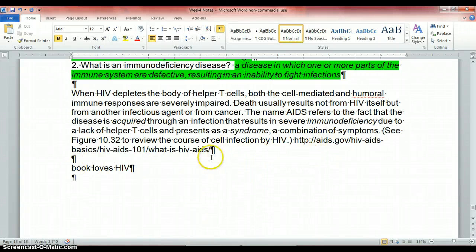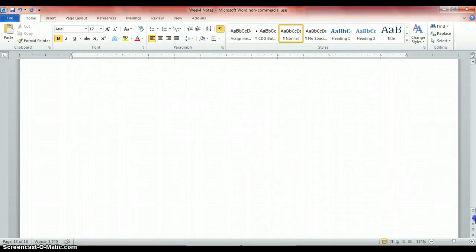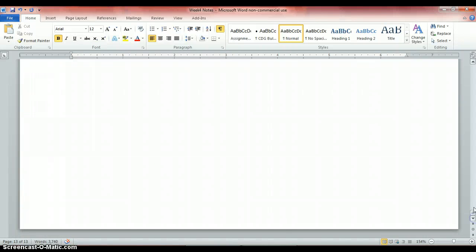And there's a nice little link on the basics of HIV, because the book loves HIV. It seems like every chapter we talk about HIV. I think that's all I have. Oh my gosh, it was only one part. Isn't that nice? Very nice.